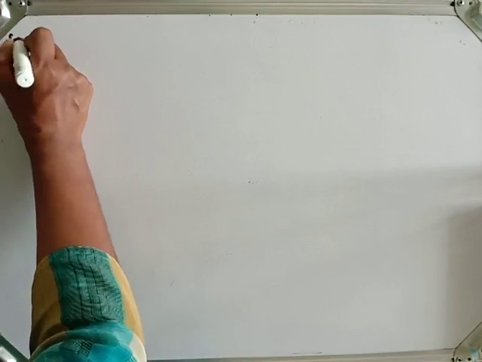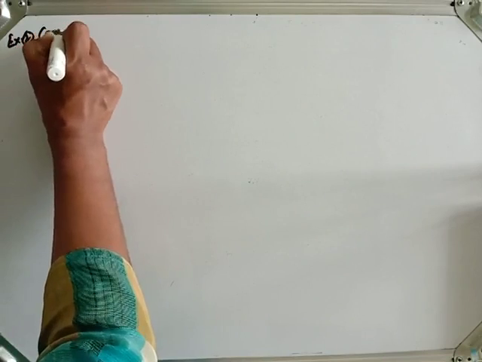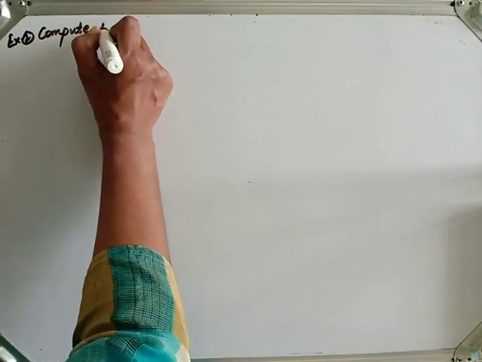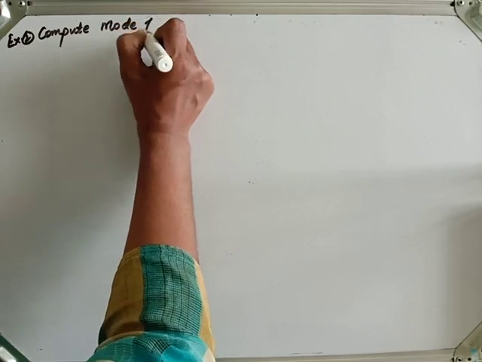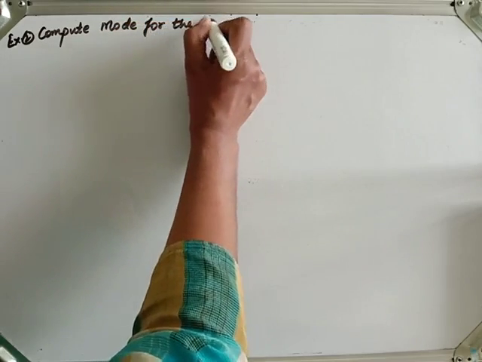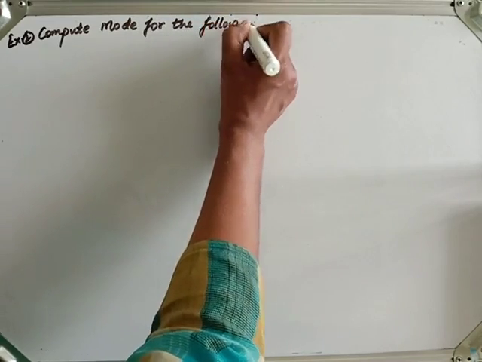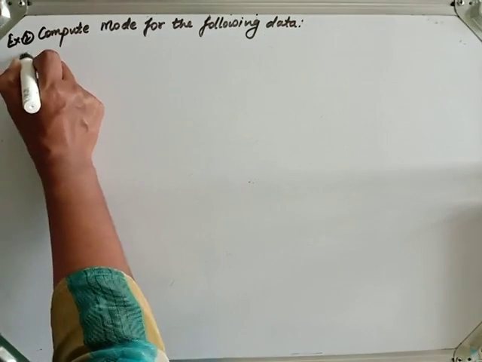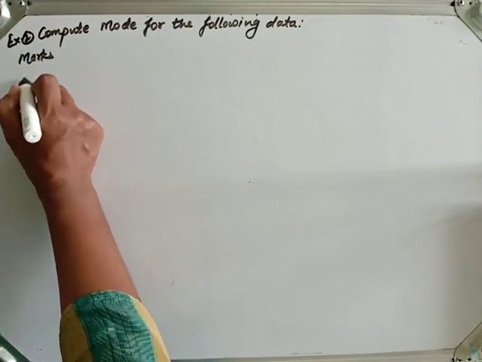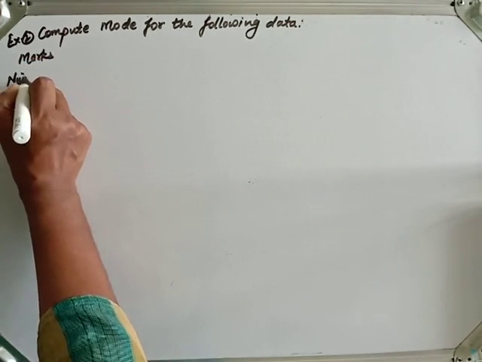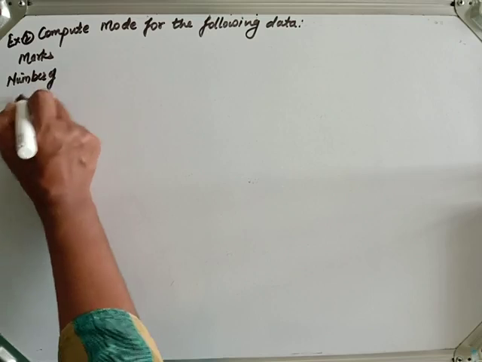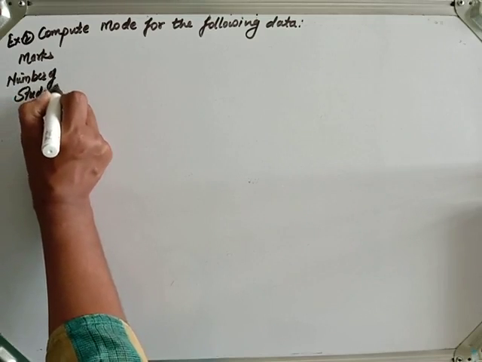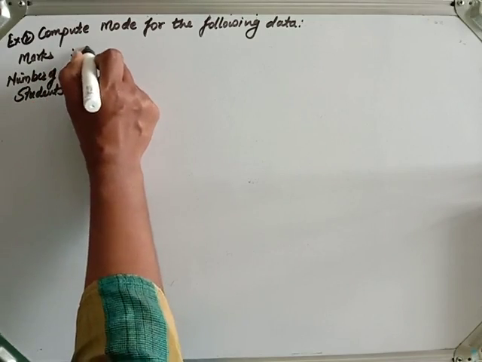Now the next example, the second example, let me take. Compute the mode for the following data. The data is marks and number of students. Number of students means the frequency.